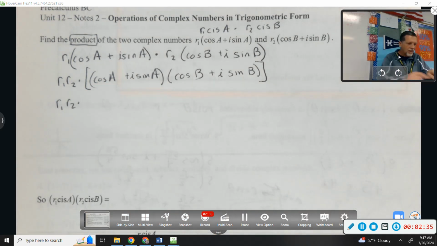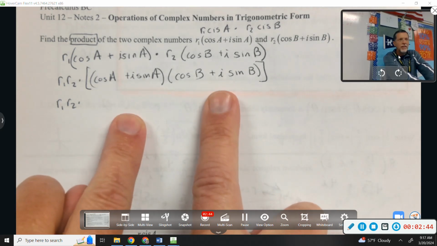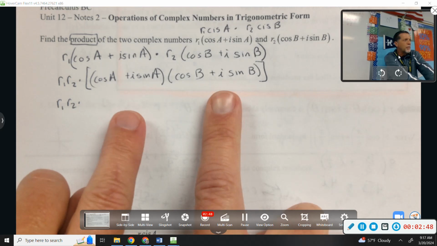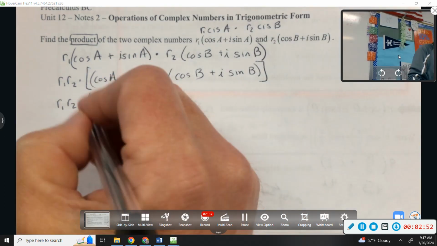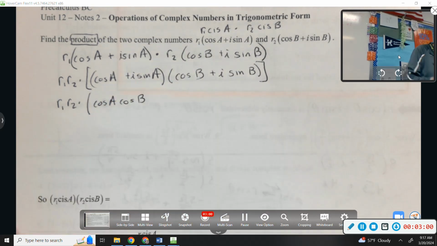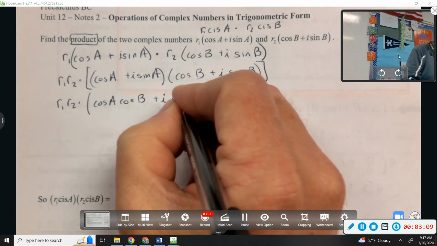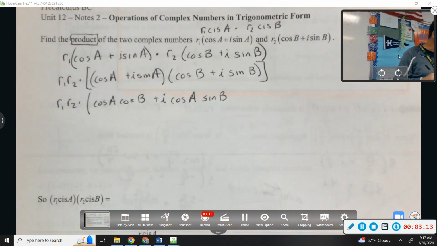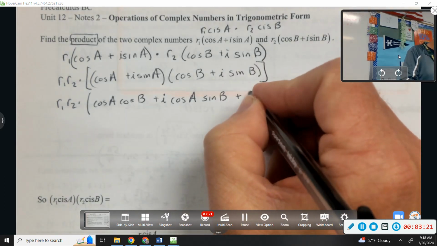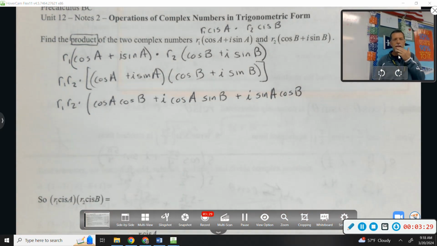And what are we going to have to do with this times this? FOIL it. So it's going to be ugly because I'm going to have sines and cosines all over the place. Not difficult, just be careful with record keeping. Be neat. Make sure you've kept all the terms there. So first would be cosine A cosine B. Outside would be plus i cosine A sine B. Inside would be plus i sine A cosine B.